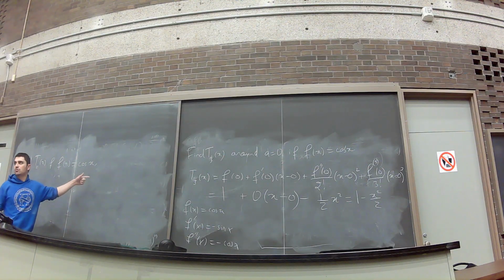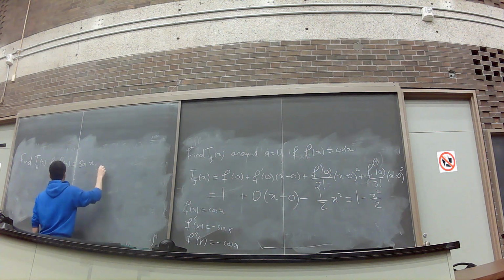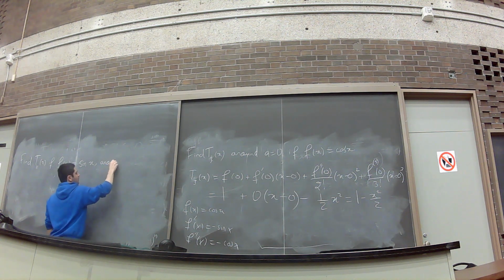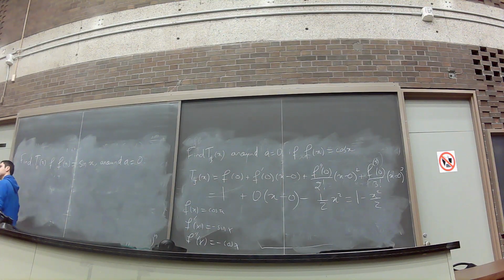Should you do cos or should you change a bit? Change to sine or cos to sine? Cos is fine? No. Sine? Put sine. Sine x around a is equal to 0. Okay, let's do this.